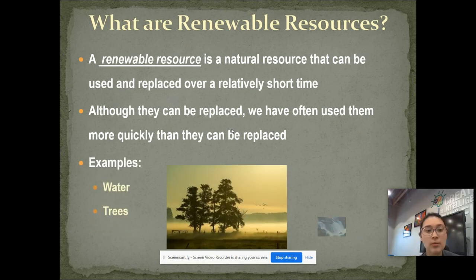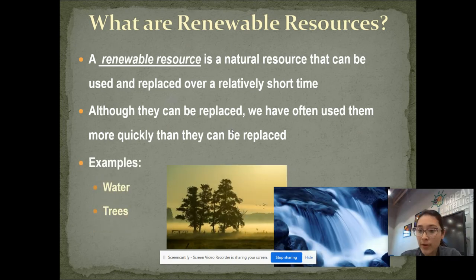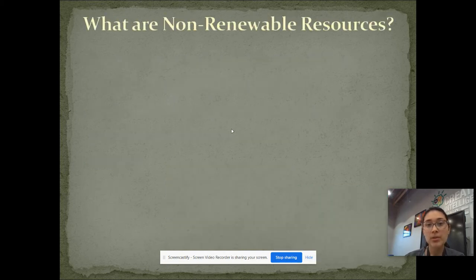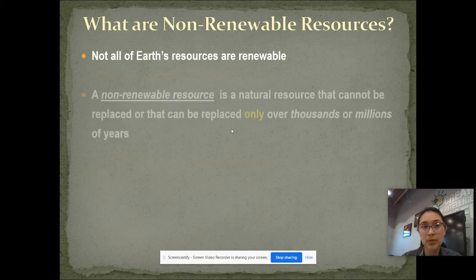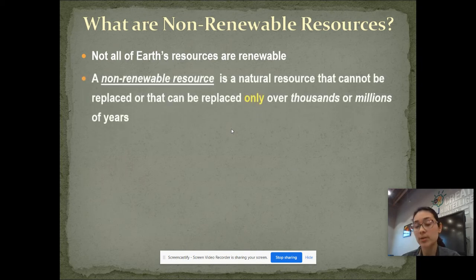Okay, so examples of these are water and trees. So we use trees as a resource, and we use, of course, water. What's a non-renewable resource? Not all of Earth's resources are renewable, meaning we can't keep using them. So that's a non-renewable resource. Again, it's a natural resource, so it comes from the earth, and it cannot be replaced easily. Which means that it can be remade by the earth, but it takes years and years, thousands or millions of years, to remake it, so it's hard for us to use it often.